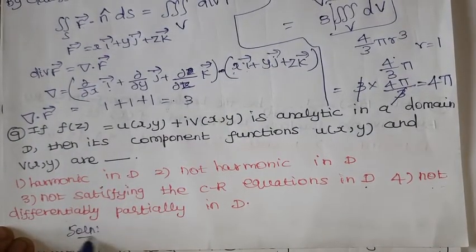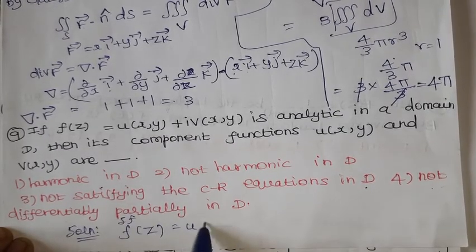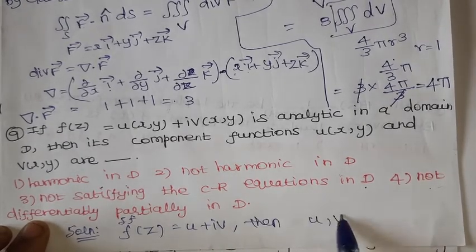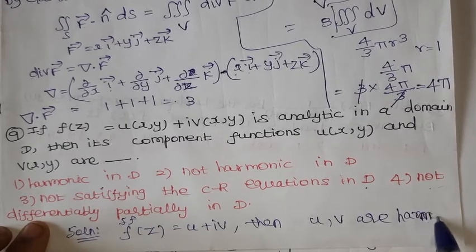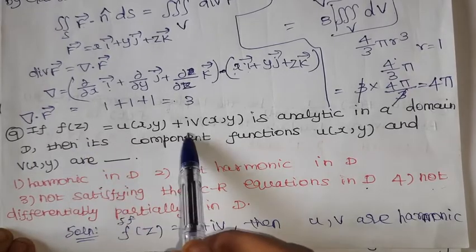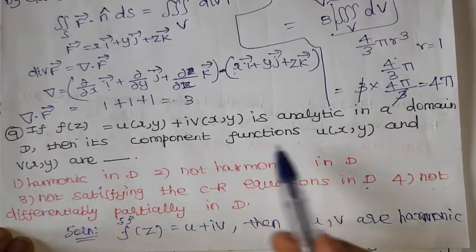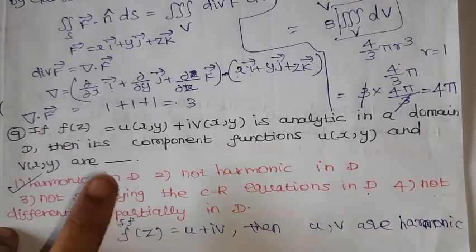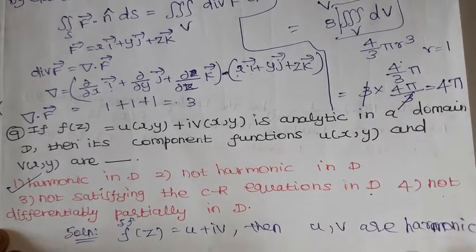If f of z is equal to u plus iv and it is analytic, then u and v are harmonic. This is the answer. If f of z equals u plus iv and it is said to be analytic, then u and v are harmonic in D. Option 1, harmonic in D, is the correct option for this problem.